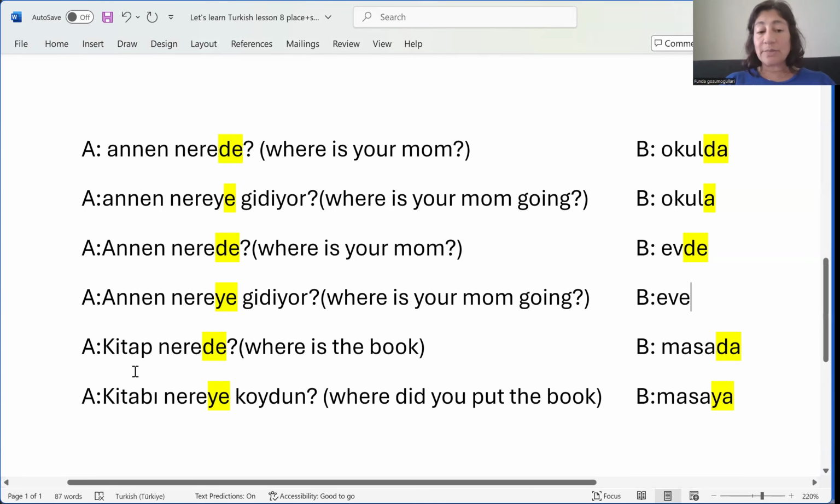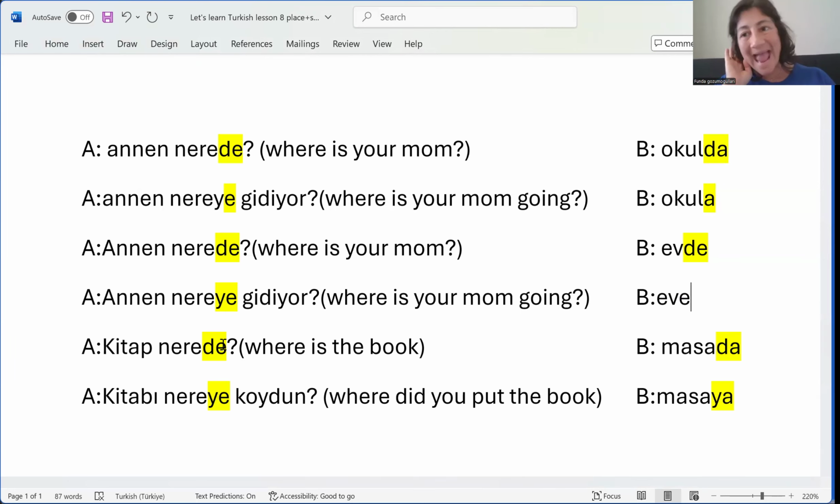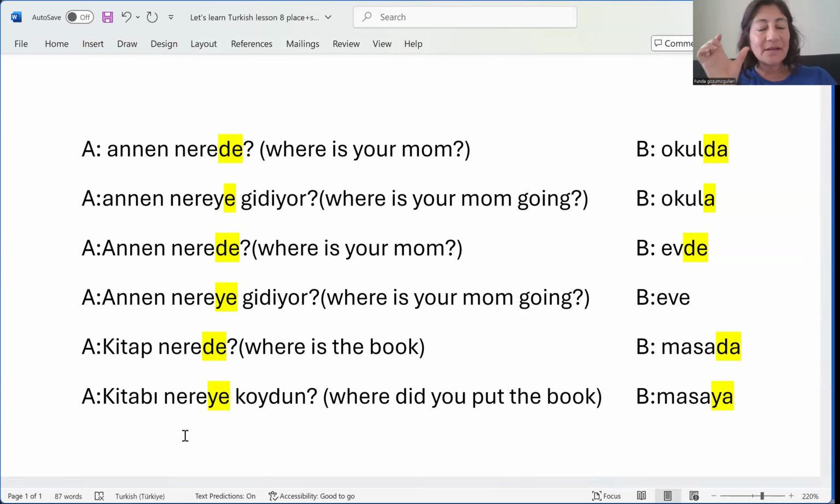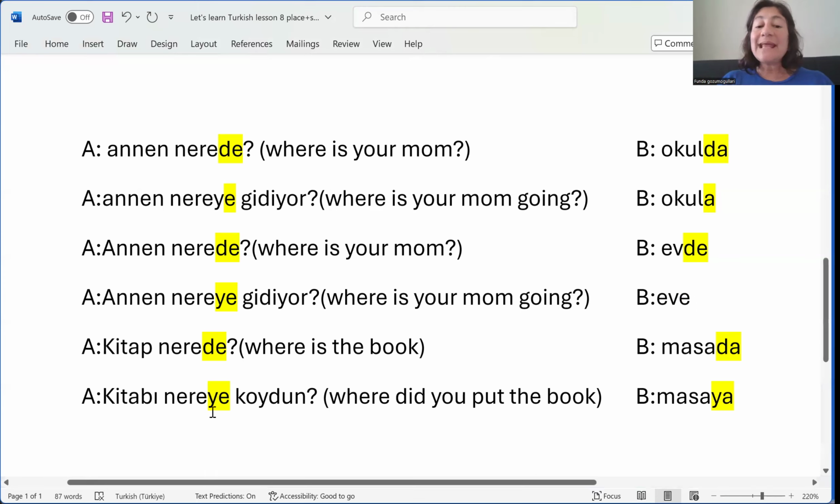Another question about where the book is. Kitap nerede? Can you see de here? So you have to be alert with the question word while listening to the question. Nerede or nereye? If it's nerede, then your answer needs to be in the same category, like okulda, evde, hastanede, yerde, tavanda. But if the question is nereye, then you need to use the same thing in your answer, like eve, okula, masaya, kütüphaneye, hastaneye, e or a.